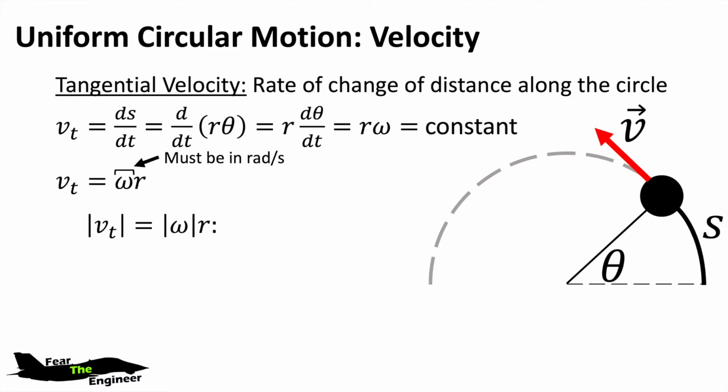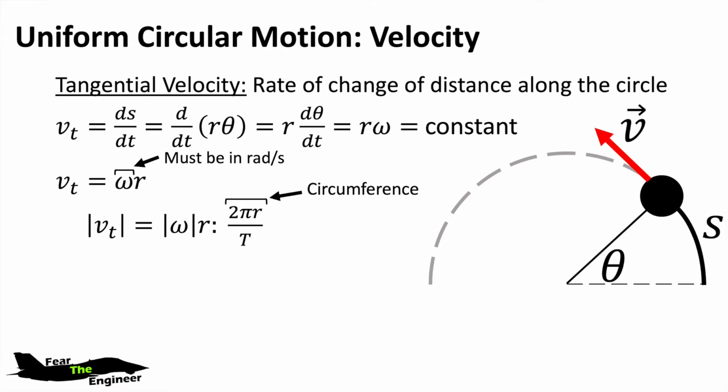If we plug that in, we get 2 pi over t times r. Check out the numerator. 2 pi r is the circumference, the distance around the circle. So this first formula says that speed equals the distance around the circle divided by the time the particle takes to travel around it. This makes sense. Speed equals distance over time.